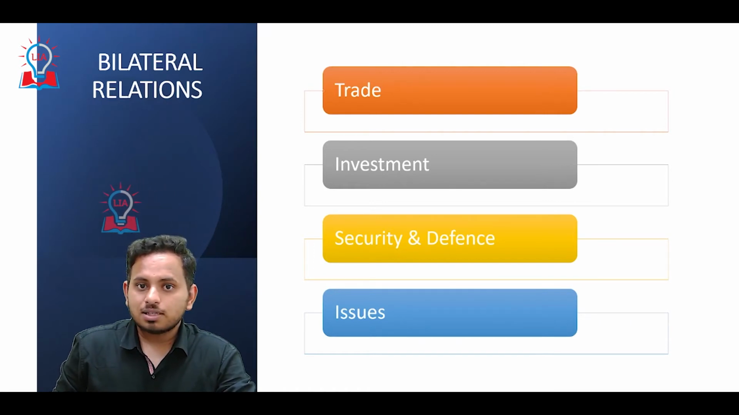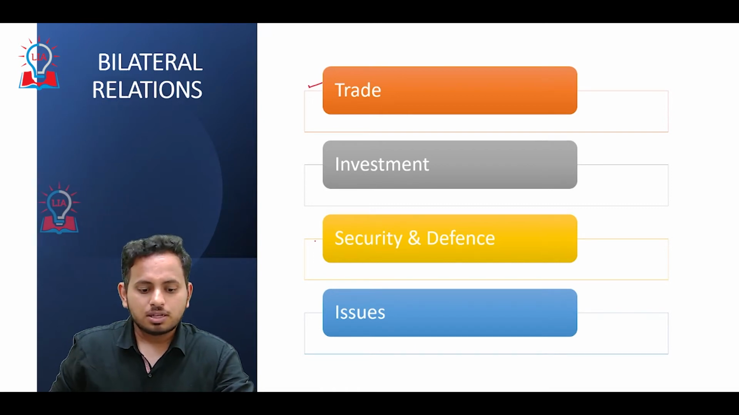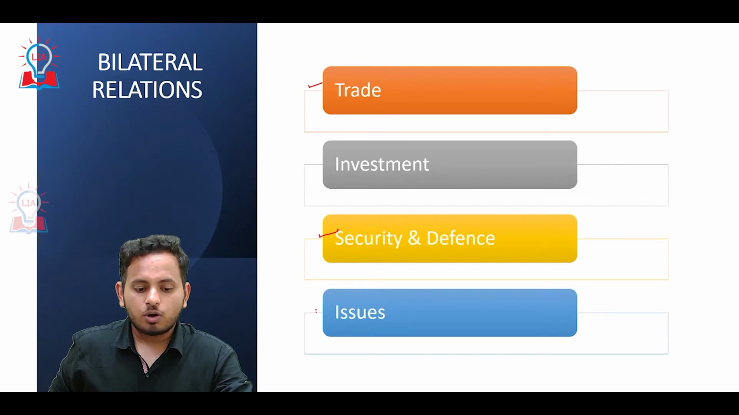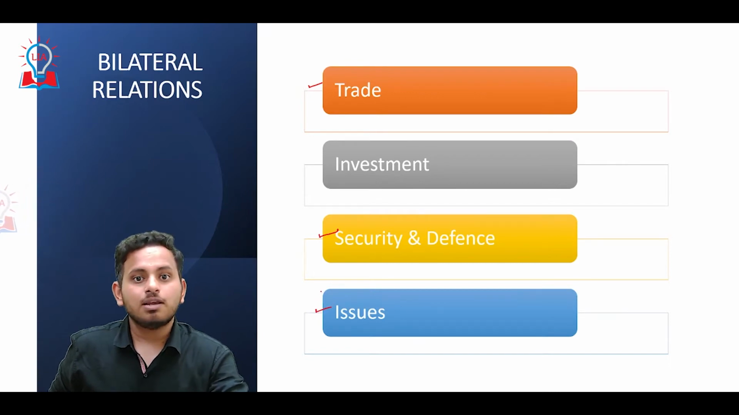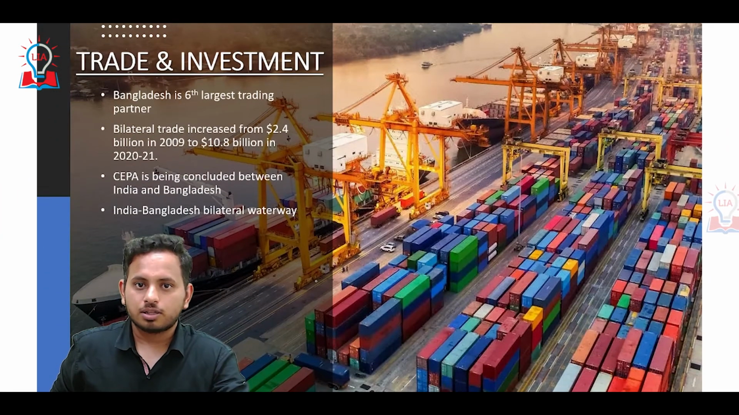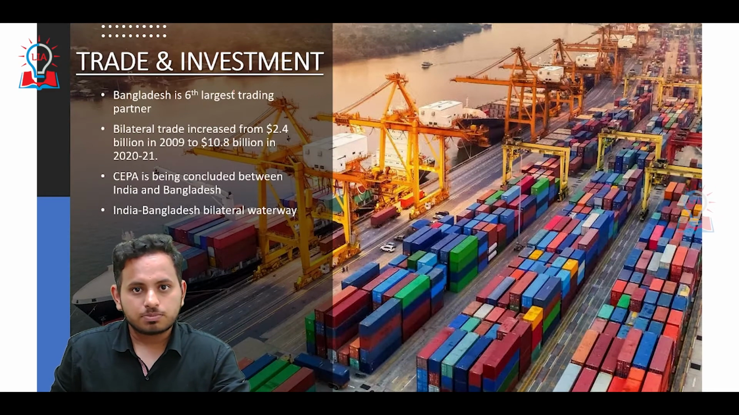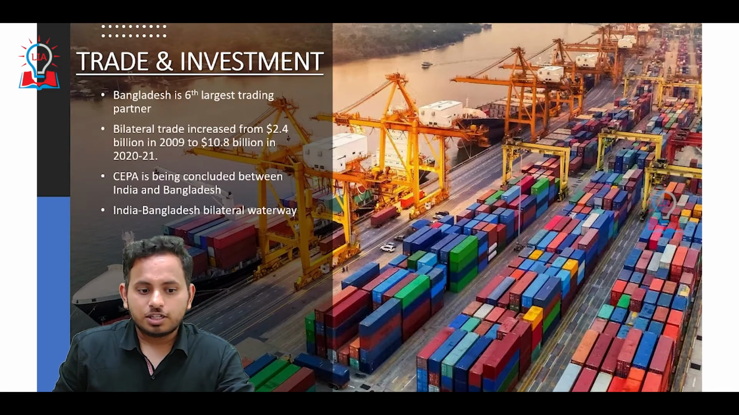First, we'll be discussing this under 4 broad headings. One is trade and investment, then security and defense, and also the issues that are still prevailing between India and Bangladesh. The first one, trade and investment. You can see here, Bangladesh is the 6th largest trading partner for India.